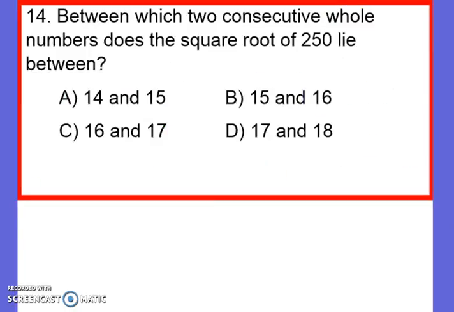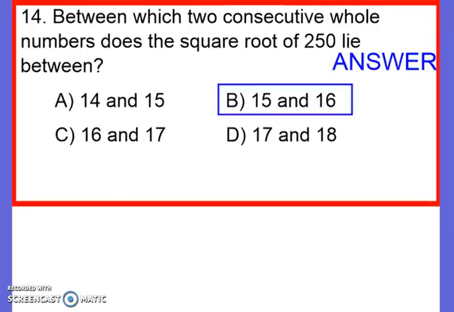Try it out. Number 14. And there's your answer. So just like before, we're going to do the square root of 250. Put it straight up into our calculator. And we get 15.81. $15.81 is in between $15 and $16.